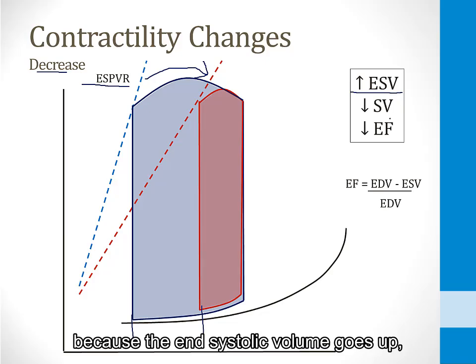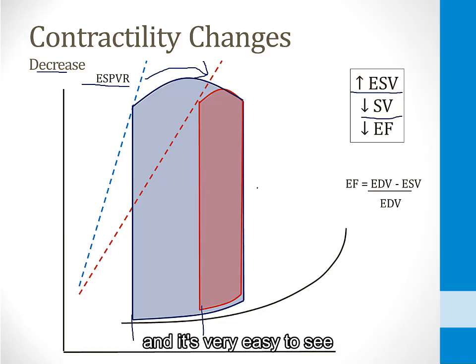Because the end systolic volume goes up, the stroke volume goes down, and it's very easy to see that the red curve is narrower than the blue curve, and the fall in stroke volume makes the ejection fraction lower.